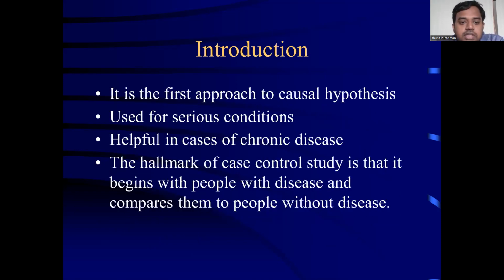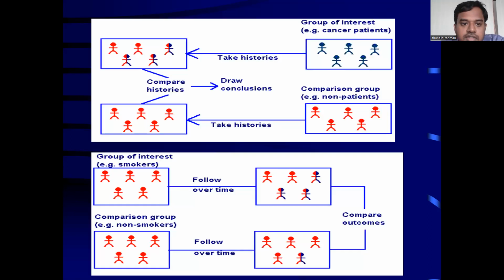So to just give an introduction, to summarize what we told already: it's the first approach to test a causal hypothesis, used for serious conditions, helpful in cases of chronic diseases. The hallmark of a case control study is that it begins with the people with disease and compares them to people without the disease, which we have already discussed.